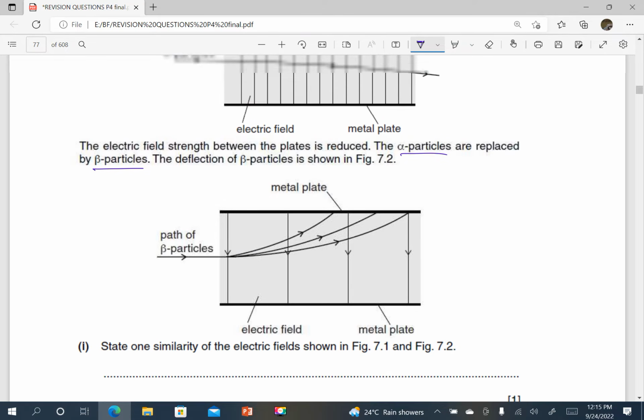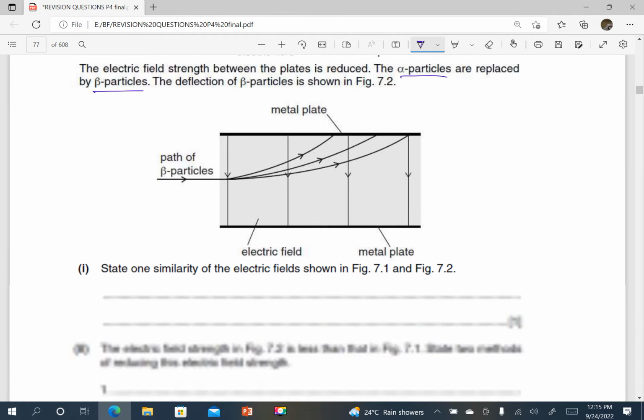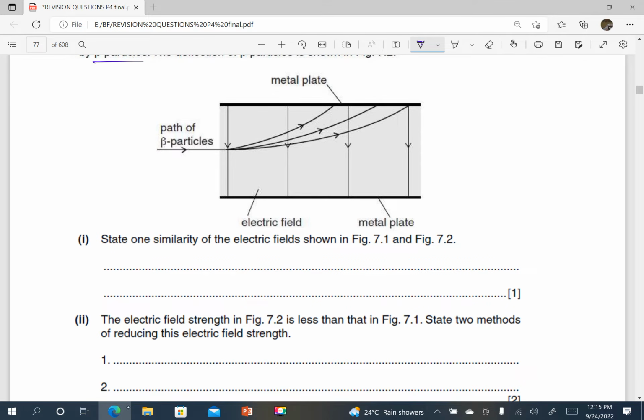You notice that they are both in the same direction, from up to the bottom. So the direction of the fields is the same, that is one. And two, you see that they are parallel lines, equally spaced. So you could also notice that the fields are uniform, or the field strengths are constant. So in both cases, the fields are uniform.